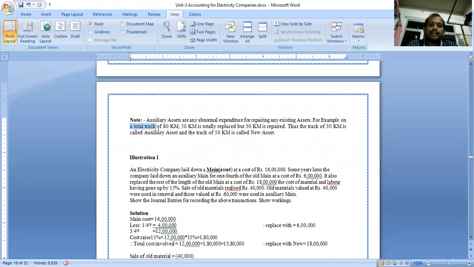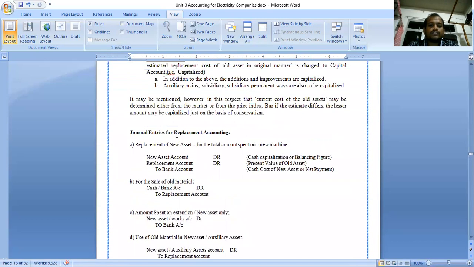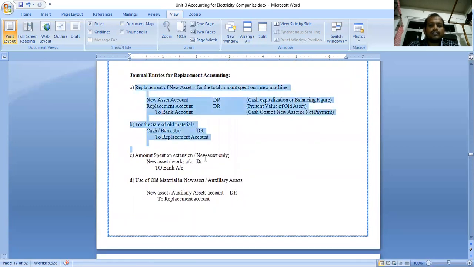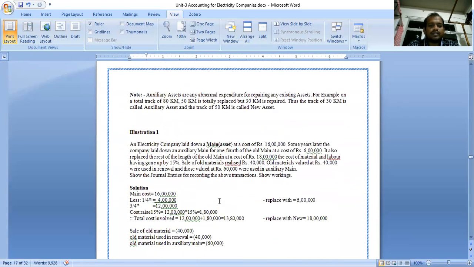Say for example, a track of 80 kilometers. 50 kilometers is totally replaced, but 30 kilometers is repaired. Thus, the track of 30 kilometers is called an auxiliary asset. In the sense, we can repair it. We can repair it by using old material also. So it works like a supporting asset. The track of 50 kilometers is called a new asset. So we are just repairing the portion that is called the auxiliary portion of the asset. Okay, we can learn these journal entries while solving the illustration.